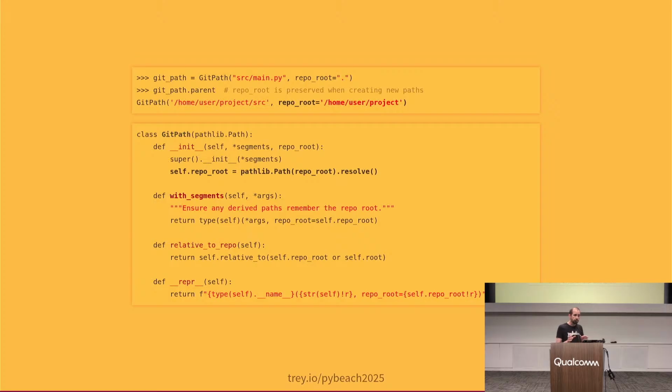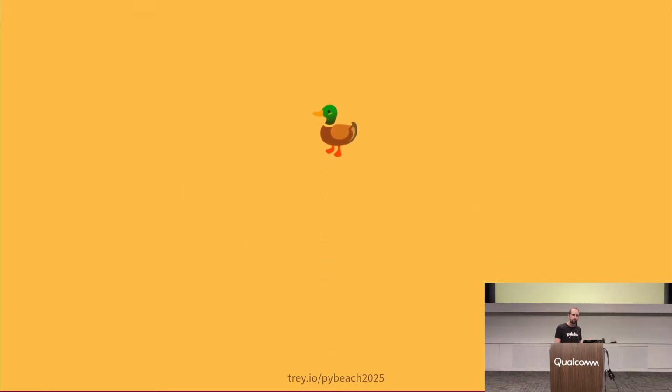Now, this pattern makes it pretty easy to make specialized path subclasses. Probably won't use this much yourself, but it does mean if you ever needed it, it's there. You can extend Pathlib. So you can make a sort of Pathlib alternative by inheriting from pathlib.path. But you can also make a Pathlib alternative through duck typing.